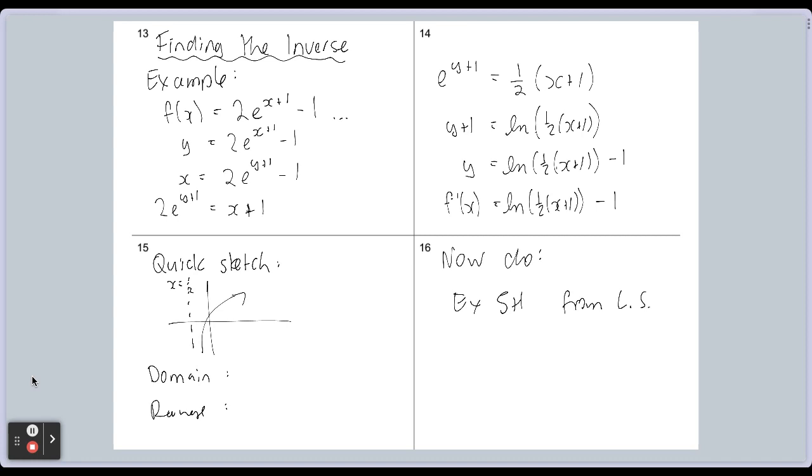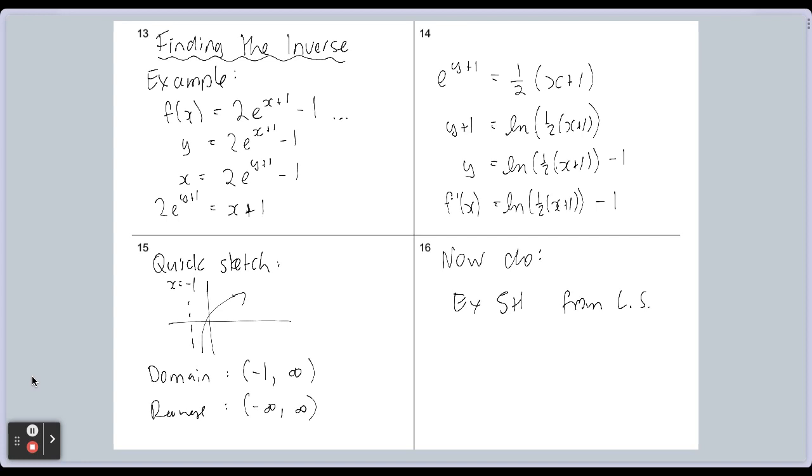It's not a proper sketch. I haven't worked out the y-intercept, don't care. Haven't worked out the x-intercept, don't care. I'm really just getting a sense of what the domain and range would be. And I hope you can see that the vertical asymptote is going to be x equals minus 1. So the domain is going to be minus 1 to infinity without including minus 1, and the range is going to be all real values, so from minus infinity to infinity.